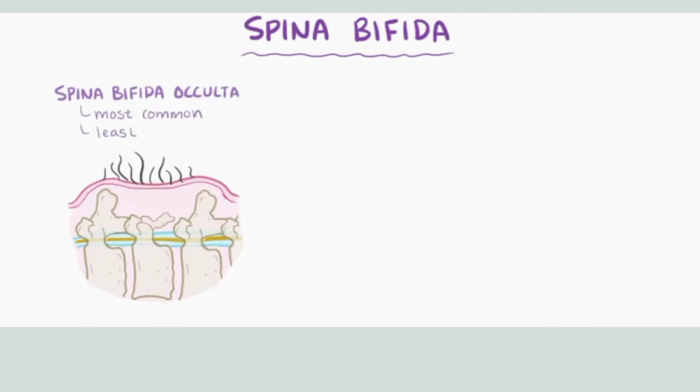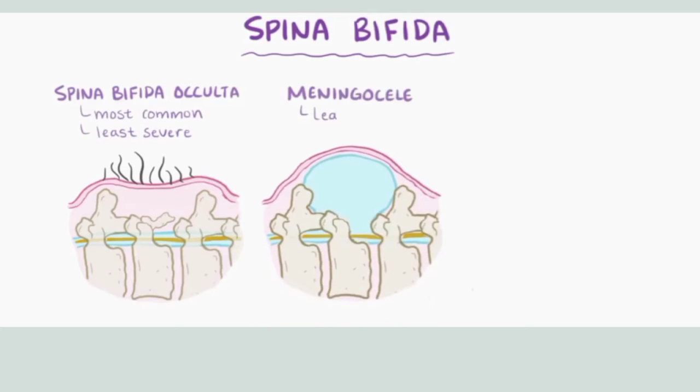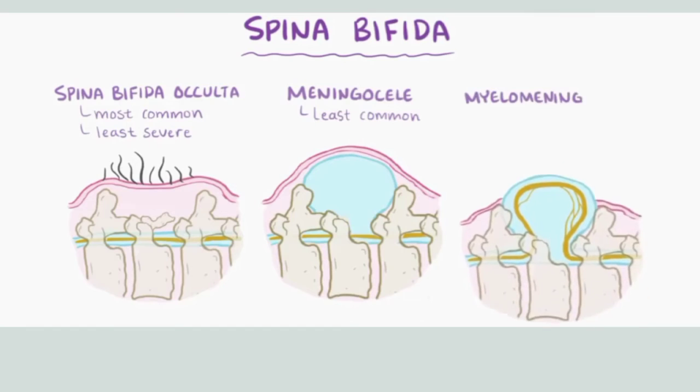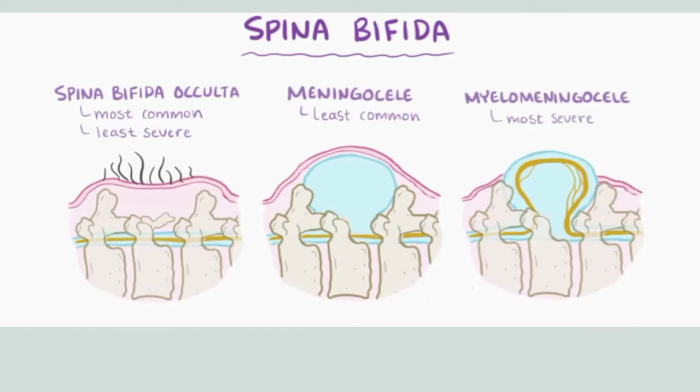Alright, as a quick recap, the three types of spina bifida are spina bifida occulta, which is the most common and least severe; meningocele, which is the least common and also typically not very severe; and myelomeningocele, which is the most severe form of spina bifida.